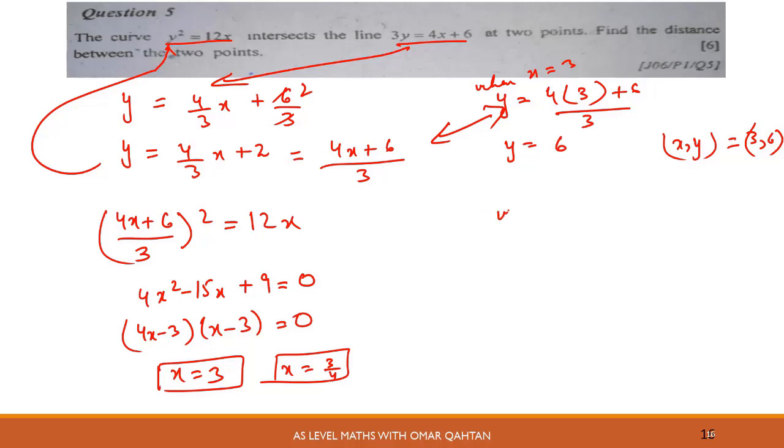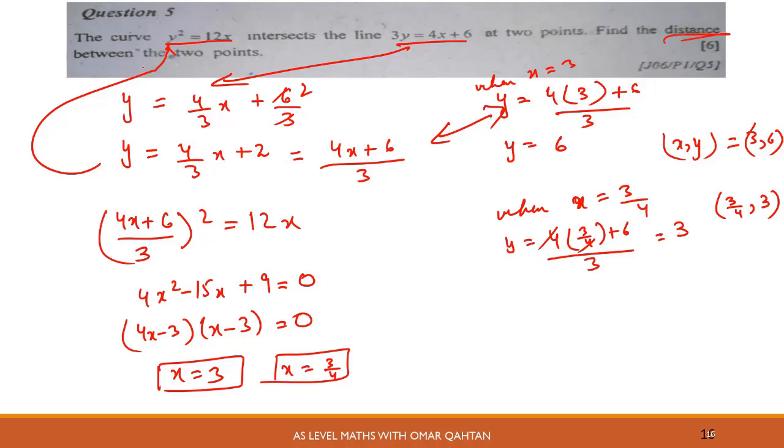Now the next, when x is equals to 3 upon 4, substituting again in it, 4 into 3 upon 4 plus 6 upon 3, the 4 with the 4 gone, 9 upon 3, which is 3. Alright, the other coordinate that we have is 3 upon 4 comma 3. Now we have to find the distance between these 2 points. So just apply the distance formula for finding. Let's say this is A and this is B. So just apply the distance formula in between them.